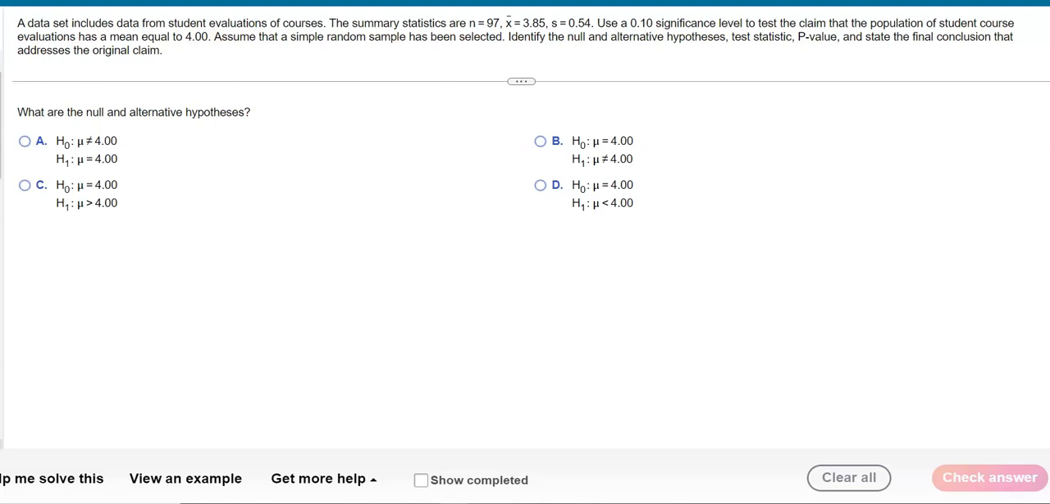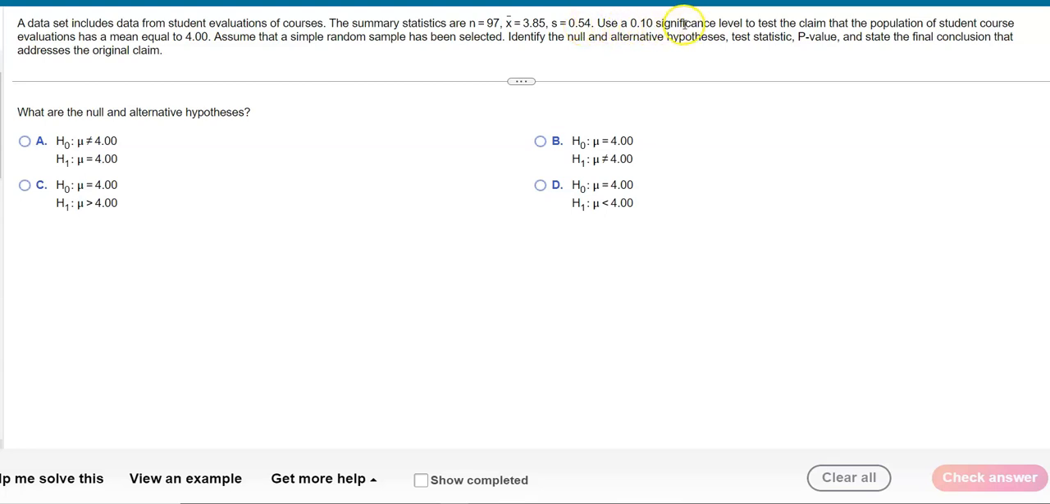So let's take a look at this question, which is asking us to perform a hypothesis test for the mean of one population. Reading the question, we have a data set that includes data from student evaluations of courses. The summary statistics are n equals 97, that means the sample size, x bar equals 3.85, that's the sample mean, and s equals 0.54, that's the sample standard deviation.